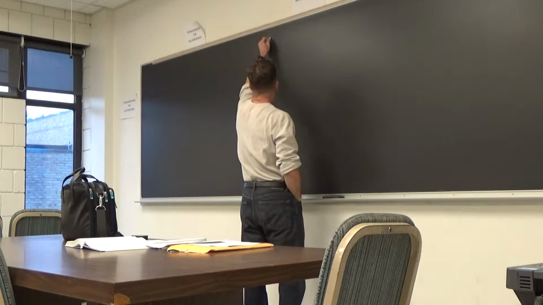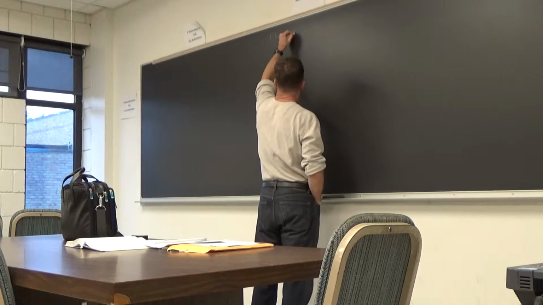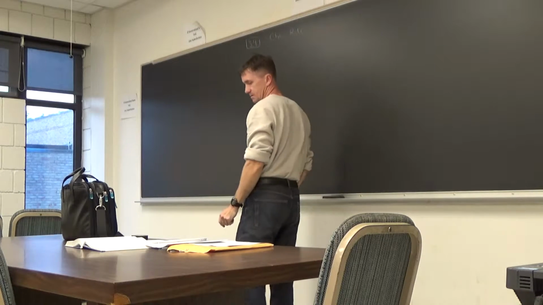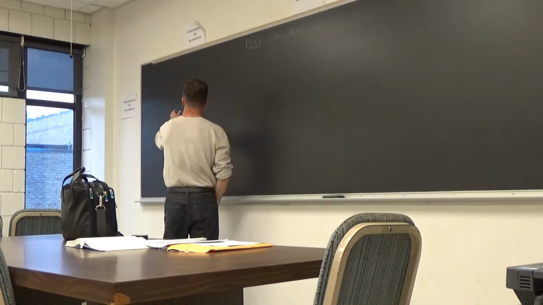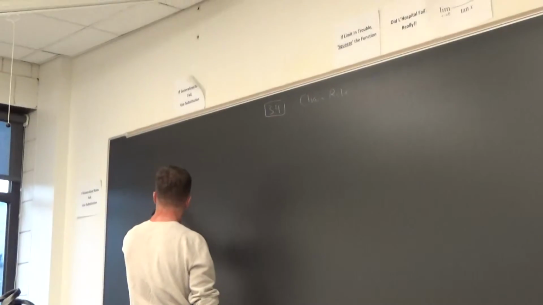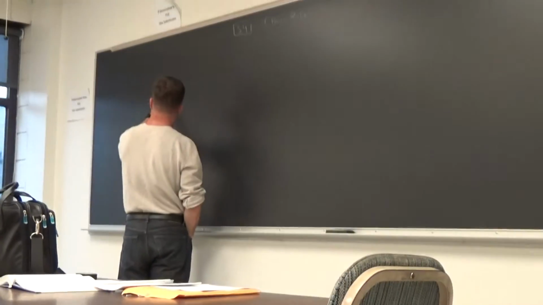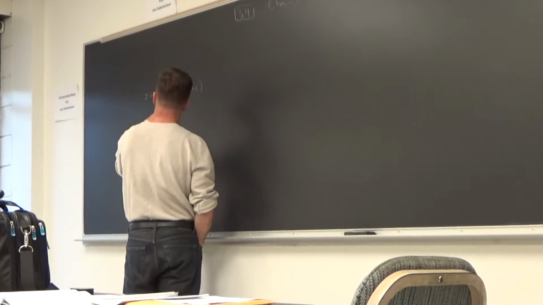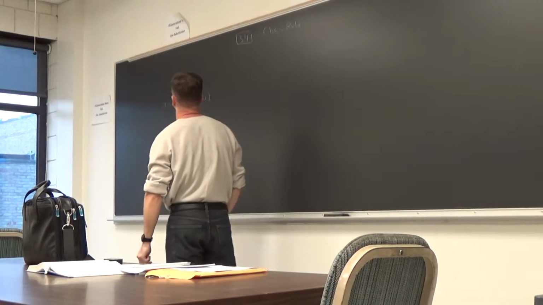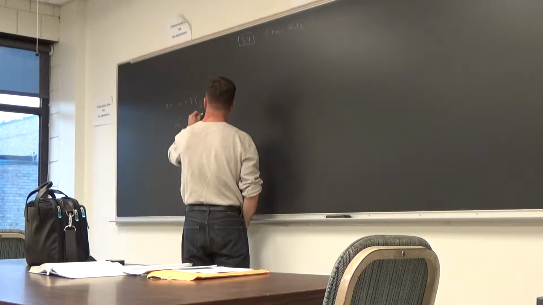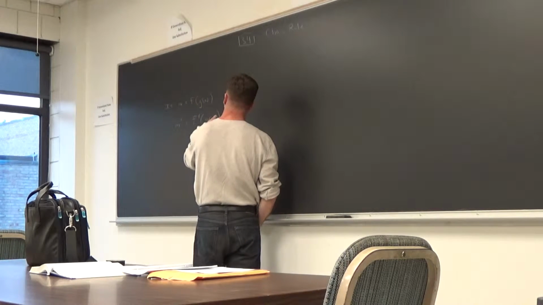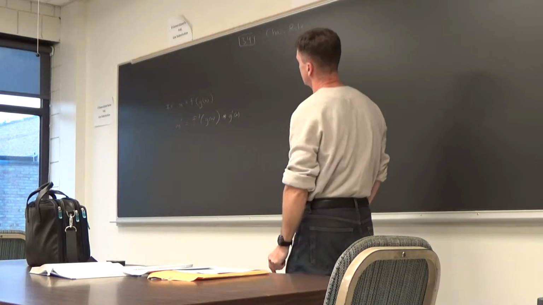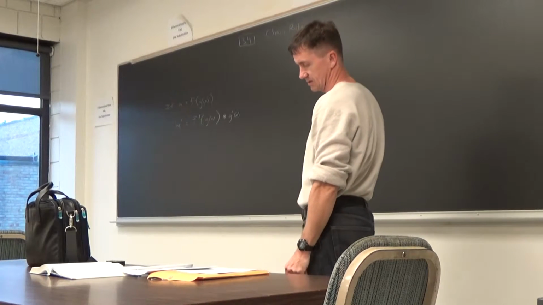Still in chain rule. Let's look at this. This is still in 3.4. Chain rule. If m equals f of g of x, chain rule, what's m prime? F prime g of x, times g prime x. There it is. That's chain rule.